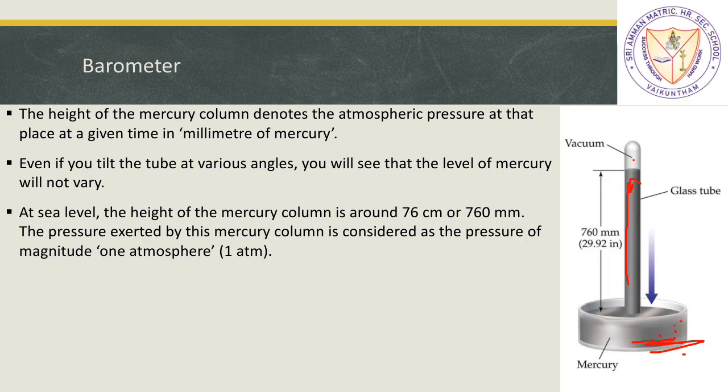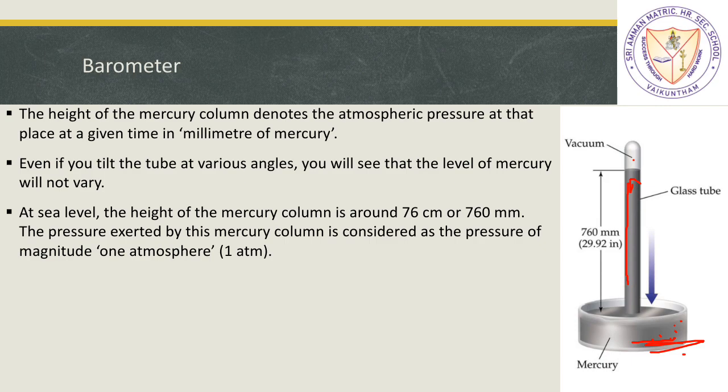At sea level, the height of the mercury column will be around 76 centimeter or 760 millimeter or 29.92 inches. But we say it in terms of millimeters, right? So atmospheric pressure at sea level is usually found as 760 millimeter. So the atmospheric pressure will be 760 millimeter of mercury.